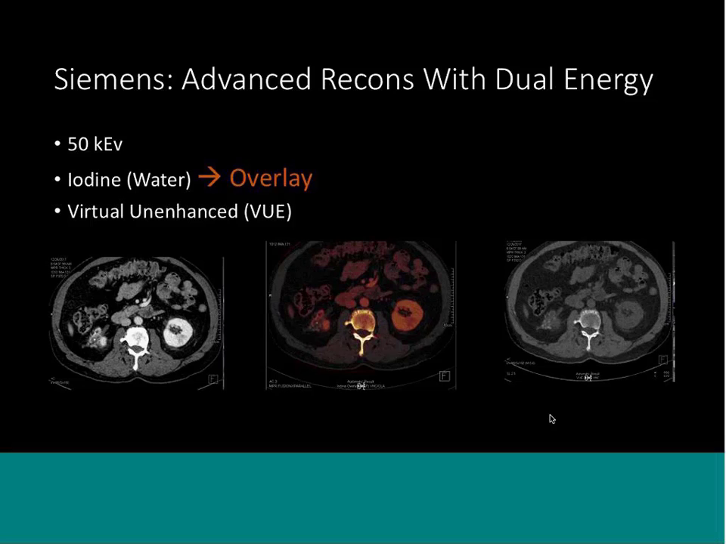Some people call that a VNC, a virtual non-con. GE calls it a virtual unenhanced. Those are kind of the same thing. This is what we're going to be doing on all of the Siemens systems. And right now we're starting off with just body imaging, so this applies to oncology as well as trauma.